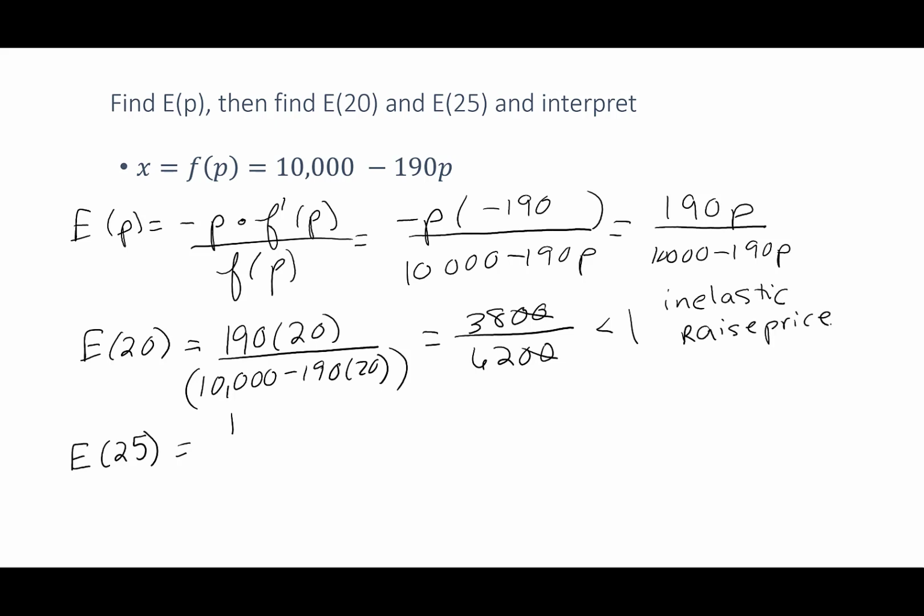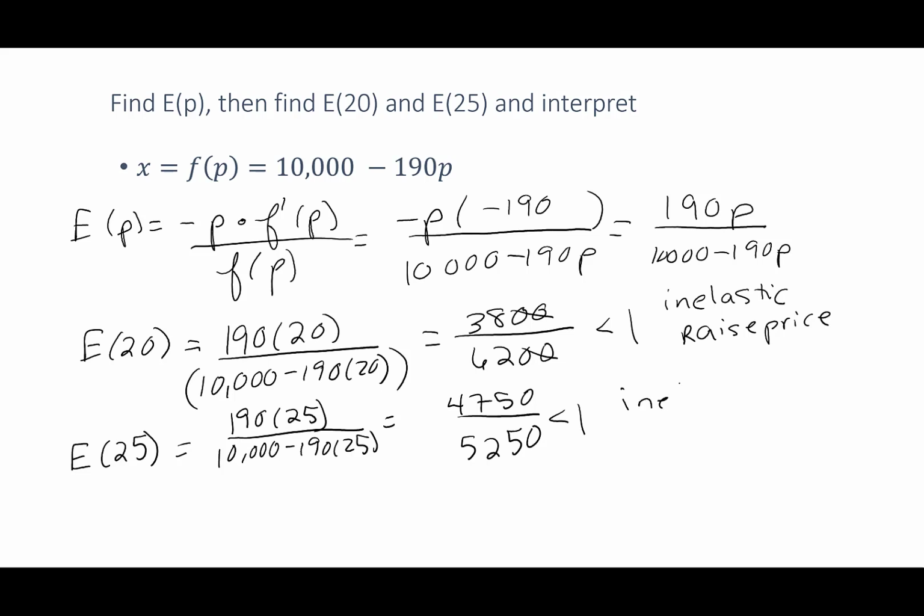So we're going to go from 20 to 25. At 25, I have 190 times 25 over 10,000 minus 190 times 25. 190 times 25 is 4,750. 10,000 minus 190 times 25 is 5,250. Okay, again, what happened? I can look at it and see this is less than 1, so we could, again, raise the price.